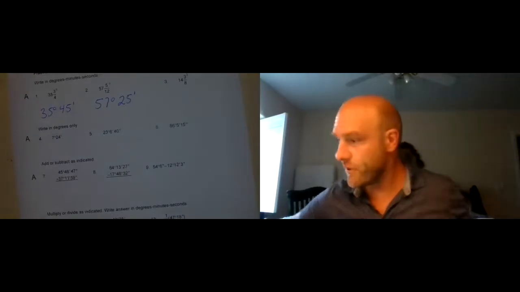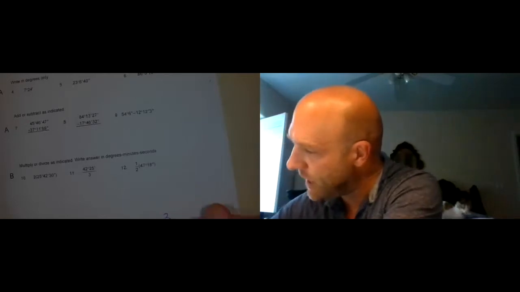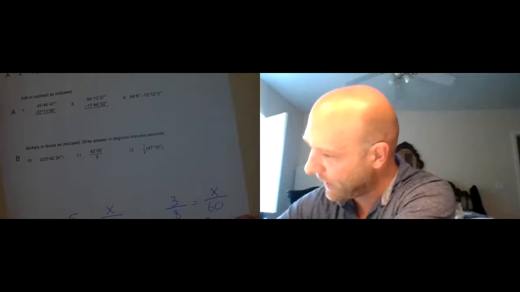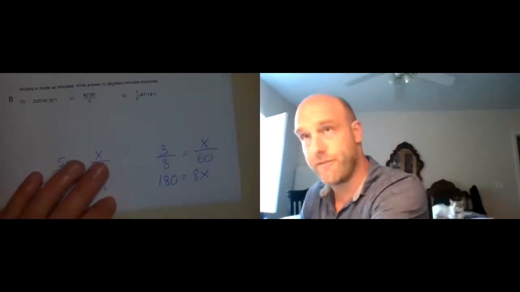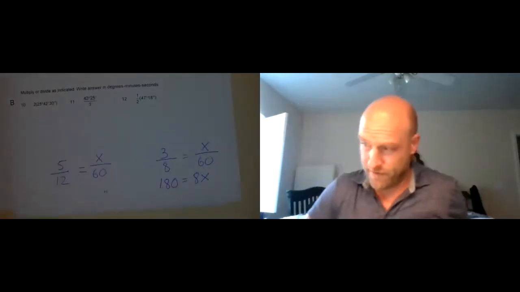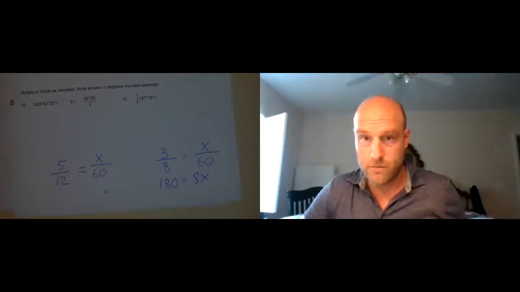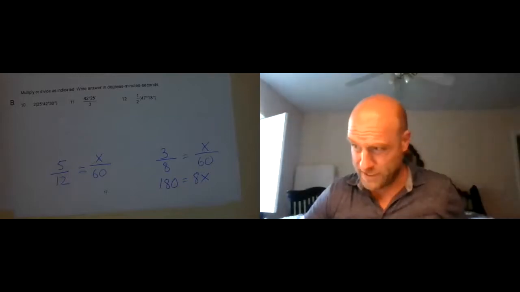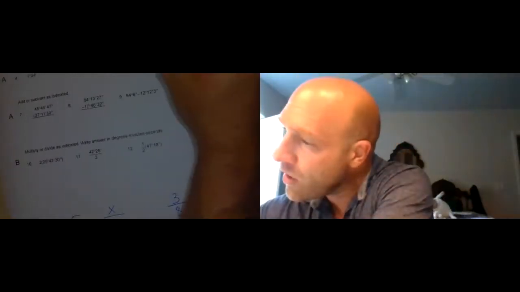Okay, 3/8 for that last one. So 3 is to 8 as x is to 60. I'm going to do the cross multiplication this time, and I'm going to get 180 equals 8x. My trick for dividing by 8 is just to divide by 2 3 times. Half of 180 is 90, half of 90 is 45, and half of 45 is 22.5.